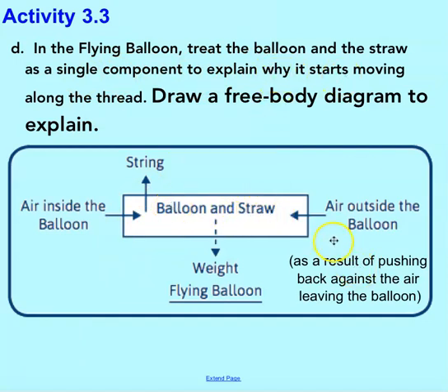Explain why it starts moving. So we have the air outside the balloon. In fact, if I was to draw this outright, I'd probably make this arrow just a little bit longer, because ultimately this is what causes it to move. If you think of the air flying out of the end of a balloon, that's not what causes it to move. It's applying a force in the opposite direction, but it's the air pushing back against it that causes the balloon to move. So I put that in here as a result of pushing back against the air leaving the balloon. So how did you do on the free body diagrams?